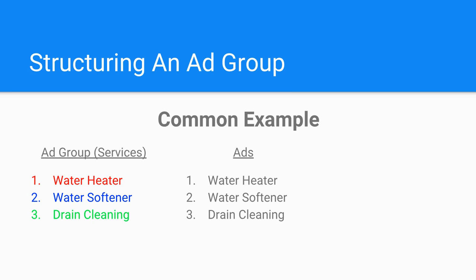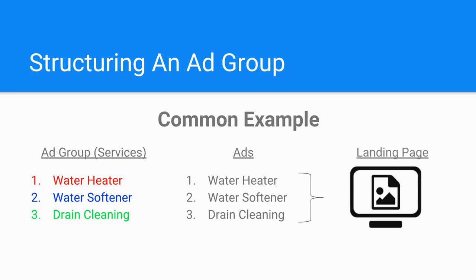It's important to note that in an ad group, you can only designate a single landing page for that ad group. So all of these ads and all these keywords have to go to one single landing page. Well, the problem that arises with structuring it this way is that if someone types in water heater, any of those three ads could show up. That's because they are all in the same ad group.